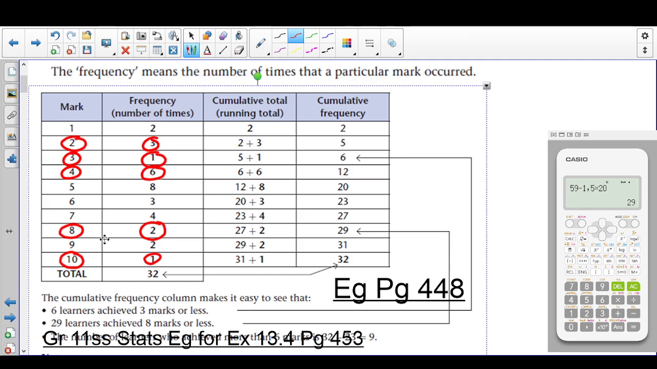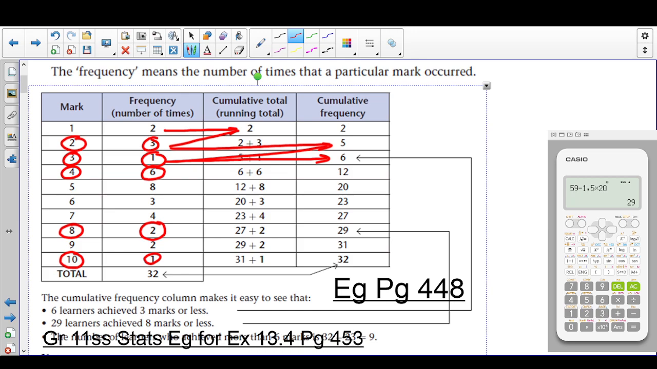Now, your cumulative total is simply this: who got 1 out of 10? 2 people. Then, how many people got 2 or less? It's going to be 2 plus 3, which is 5. You all understand. Then the person who got 3 out of 10 is 1 person. So who got 3 or less? 6 people. Can you see that, people?